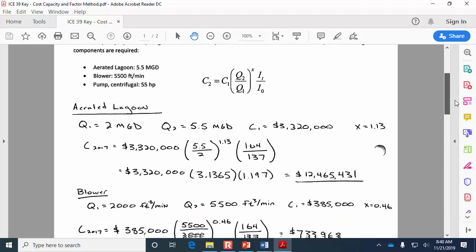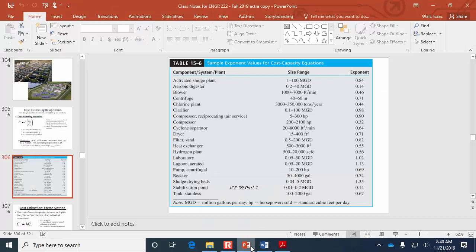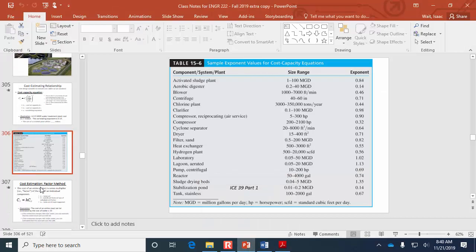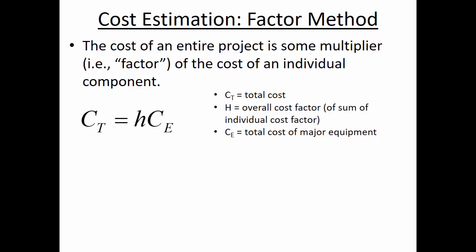Any questions about this example? So that's an example of cost capacity, and you'll have a homework problem that draws on that. The next approach having to do with cost estimation is known as the factor method.